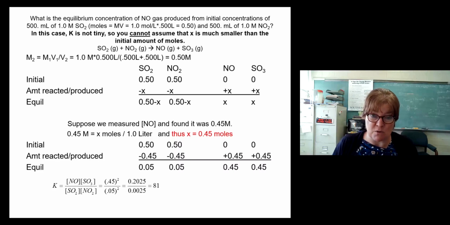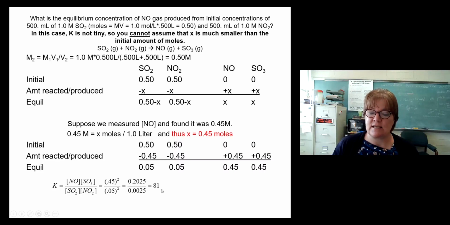This is effectively what we're going to do in our lab. So in this case, I now have 0.45 of each of the products and 0.05 left of each of the reactants. I can put it into my K expression. Remember, it's the concentration of the products, since there's only one of each of them, raised to the 1 power, divided by the concentration of the reactants.